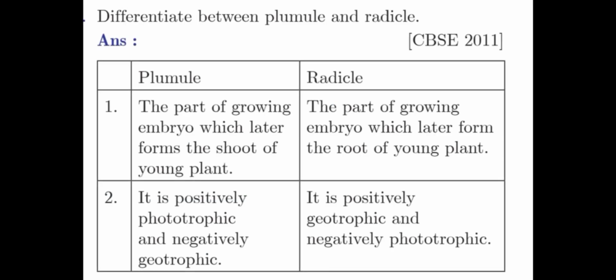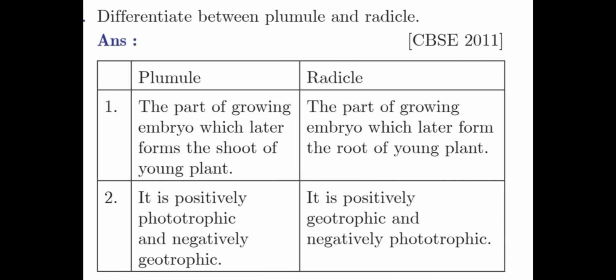Question number 1. Differentiate between plumule and radicle. Answer. Plumule is a part of growing embryo which later forms the shoot of young plant. Radicle is the part of growing embryo which later forms the root of young plant.